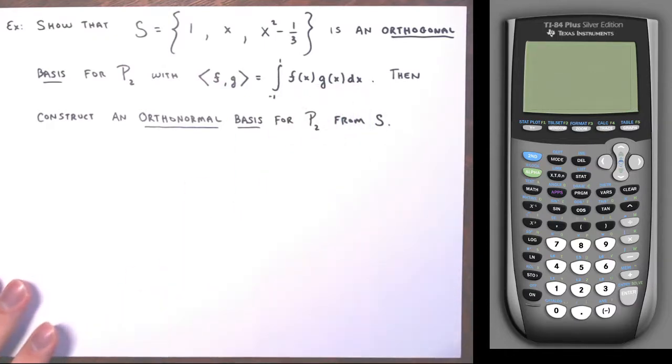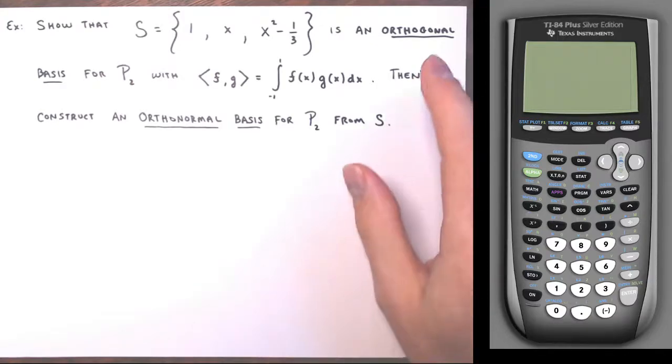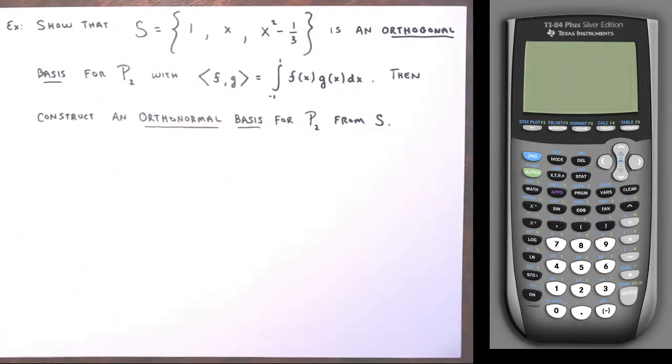Then after I've shown you that this set of polynomials is an orthogonal basis for P2, I'll find the norm of each vector, and use those to construct an orthonormal basis for P2 from S.